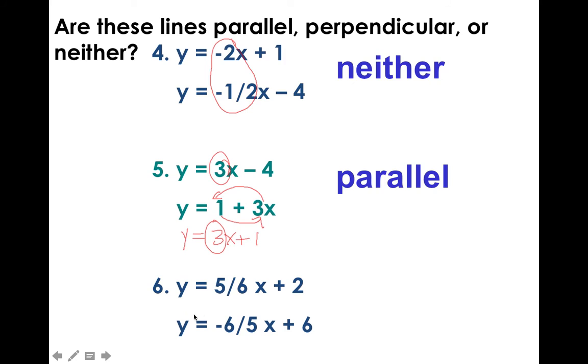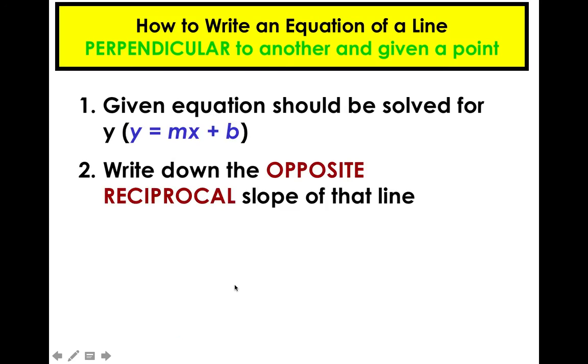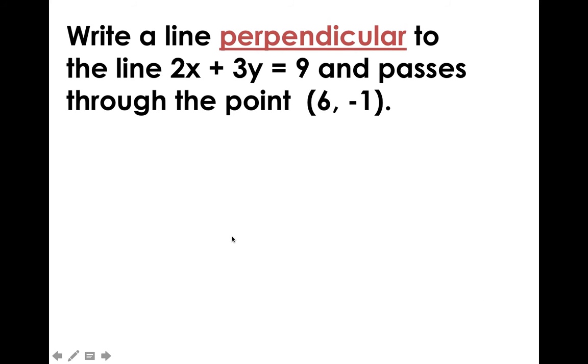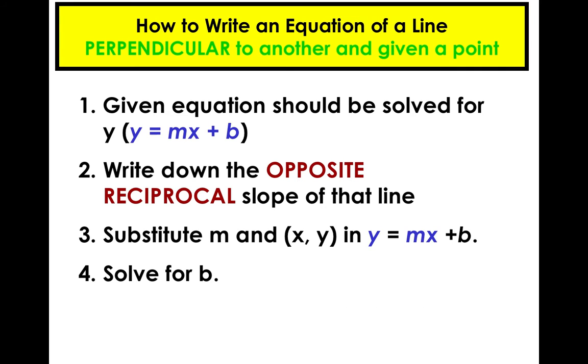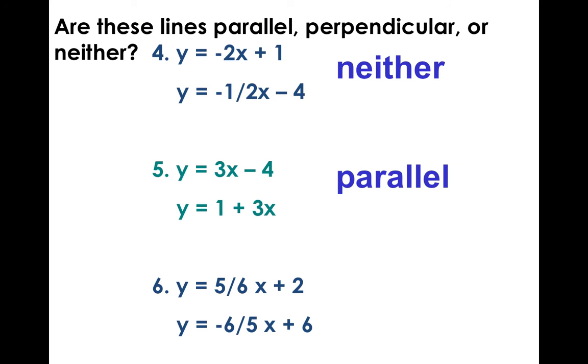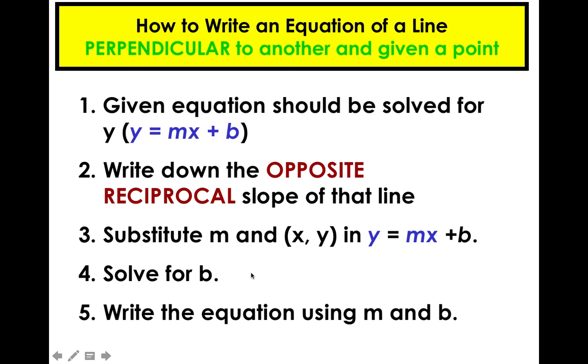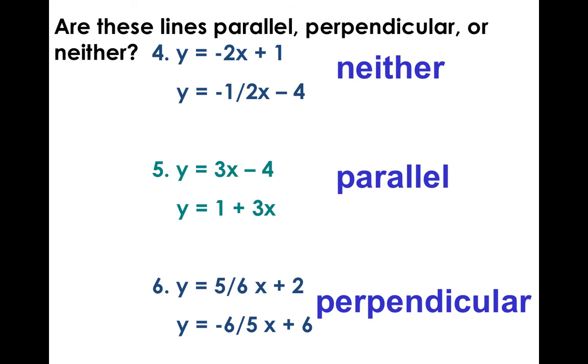When we look right here, we look at our slopes. Notice what we're saying about the slopes. They are opposites of one another, and they are reciprocals of one another, so therefore that makes them perpendicular.